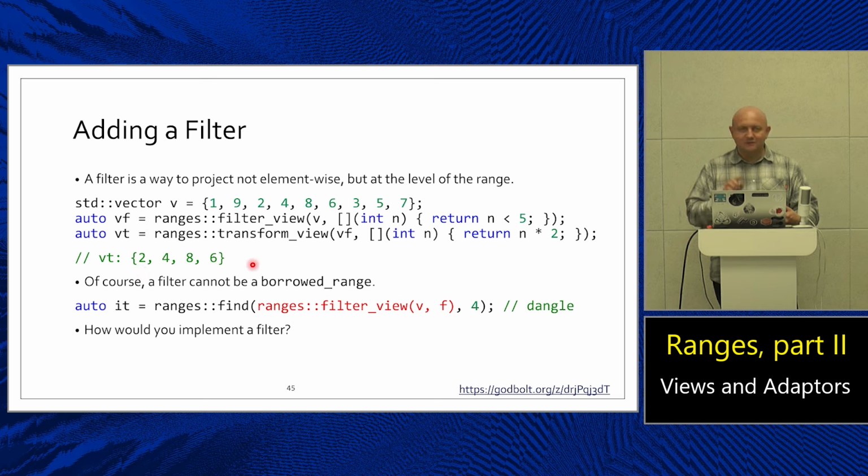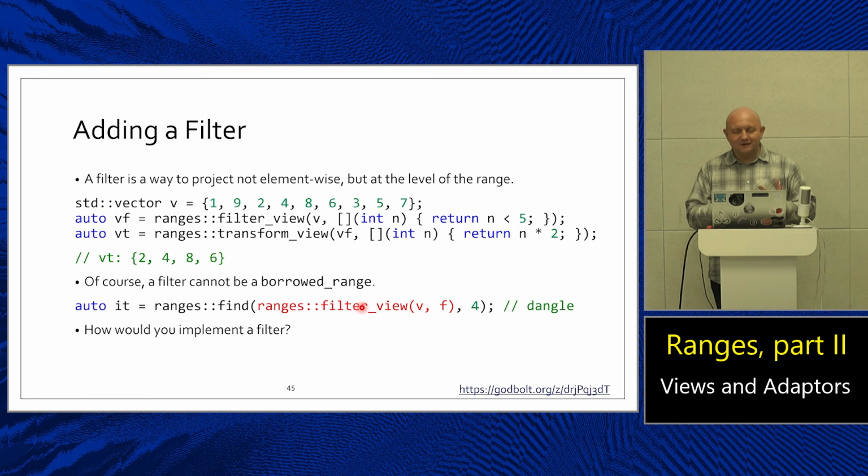If this is not obvious, please stop the video now and study the example until it is obvious for you. And by the end of this lecture, we'll stack quite a few of these things together, and here's the idea. We take a vector, apply filter view, we apply transform view, and everything looks straightforward. And of course, this filter cannot be a borrowed range. If we create a temporary filter view and immediately call find on it, the iterator we get back will dangle.